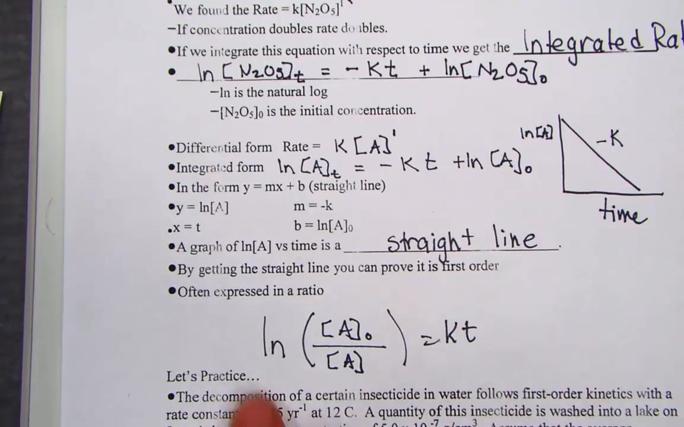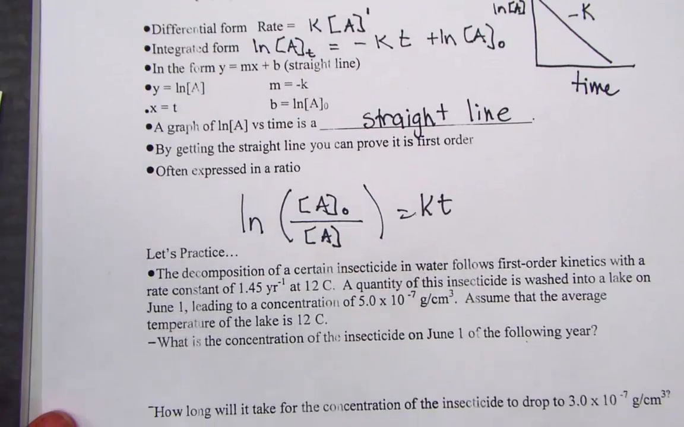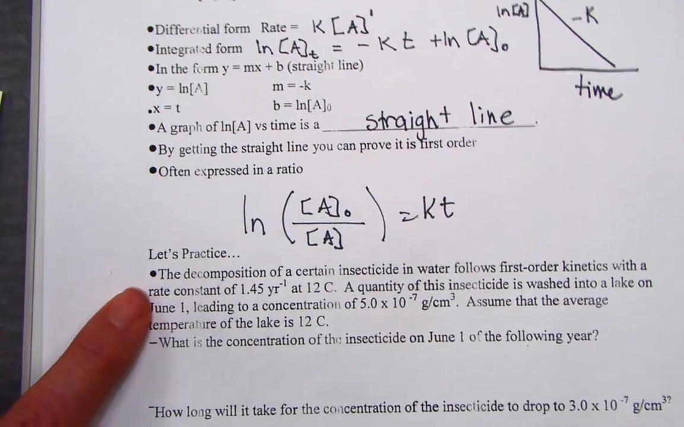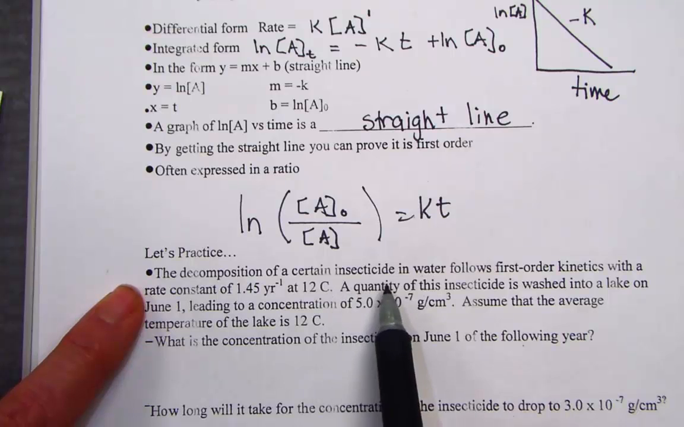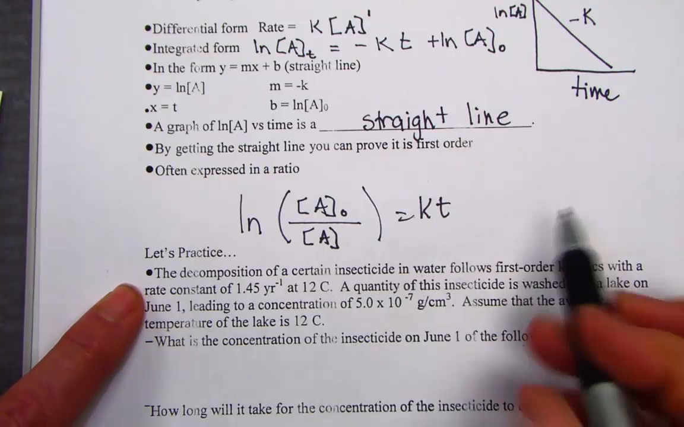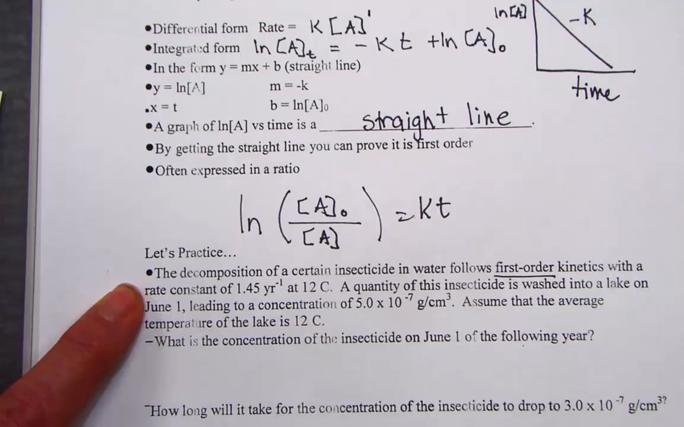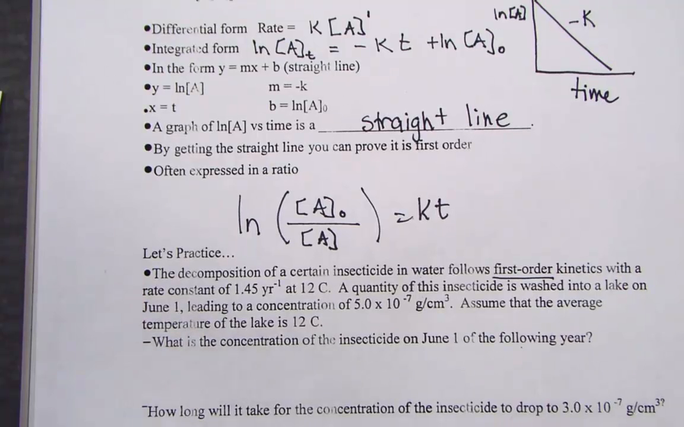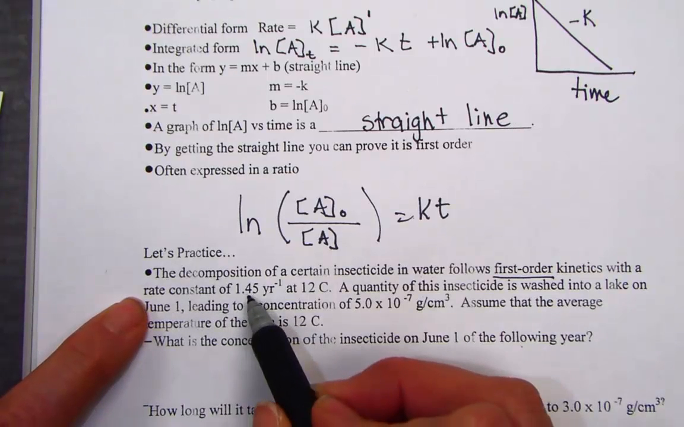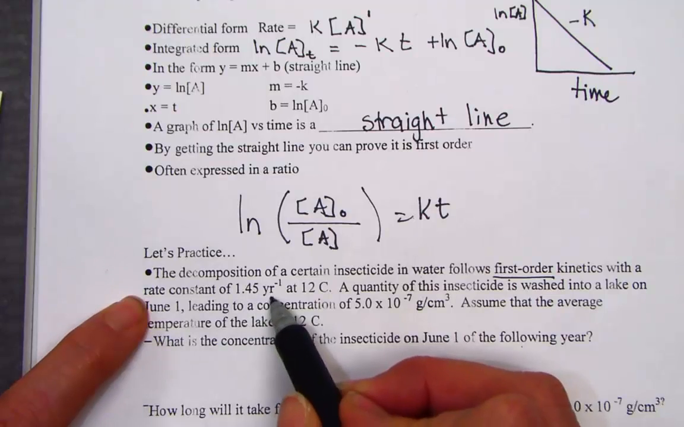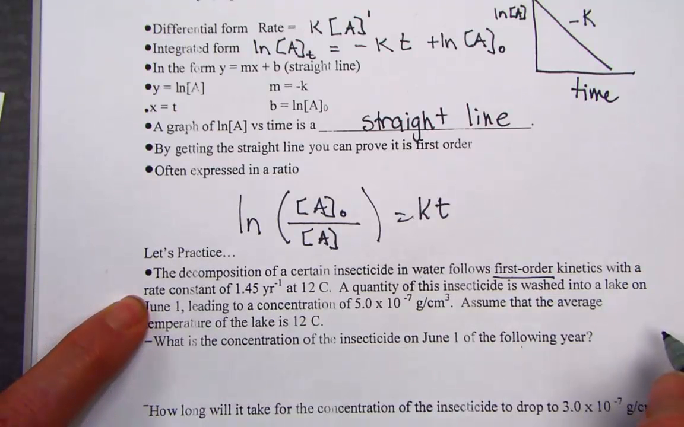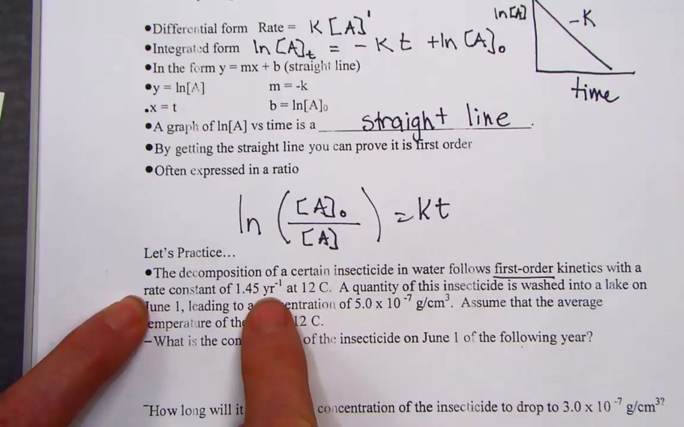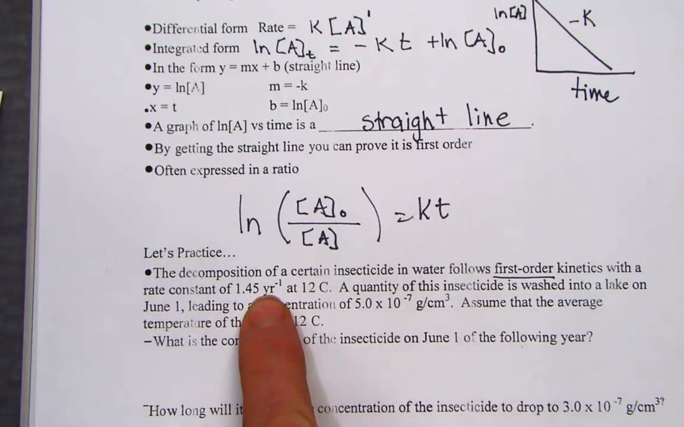Here's a practice. Let's take a look at our first practice. It reads, the decomposition of a certain insecticide in water follows first order kinetics. I underline that so it just brings my mind to the part of our equation sheet, first order. It gives me a rate constant of 1.45 per year. What that tells me is the value of k. It makes sense that if it's first order, the concentration unit doesn't appear.